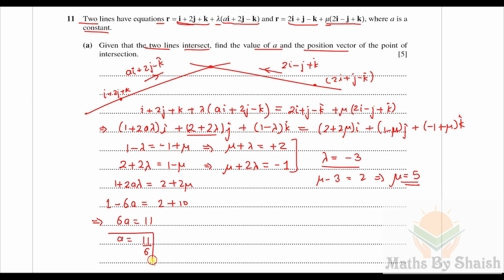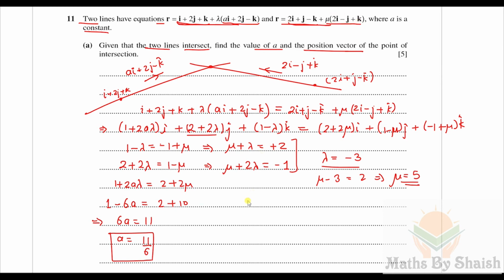And now for the position vector of the point of intersection, for this we know these two are going to be the same, so we'll put either lambda is equal to minus 3 to get this r, or mu is equal to 5 to get them. So that is going to be the same for all.